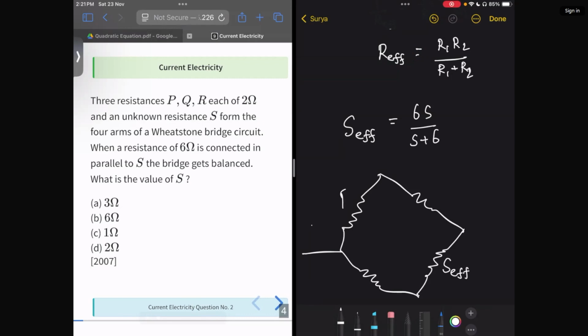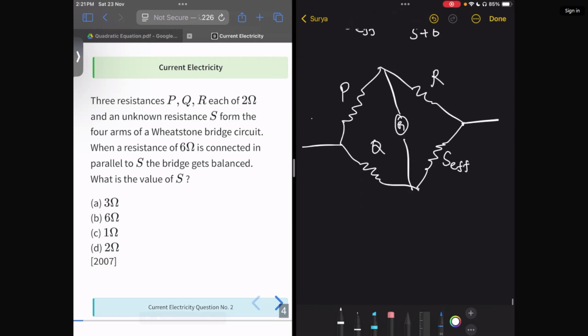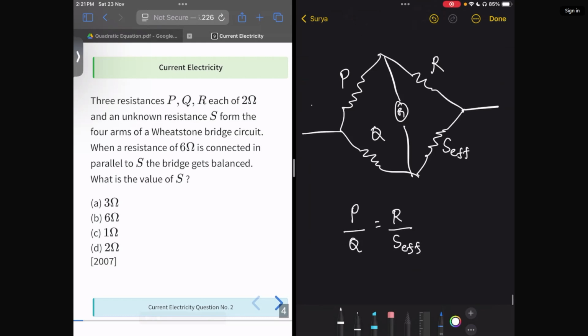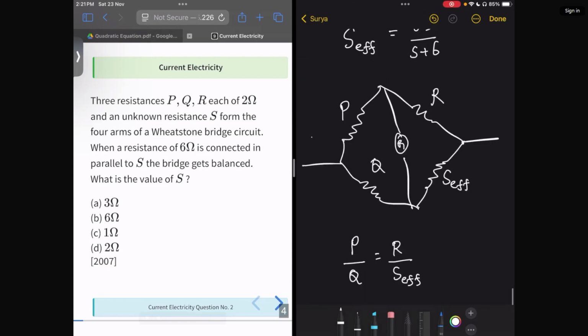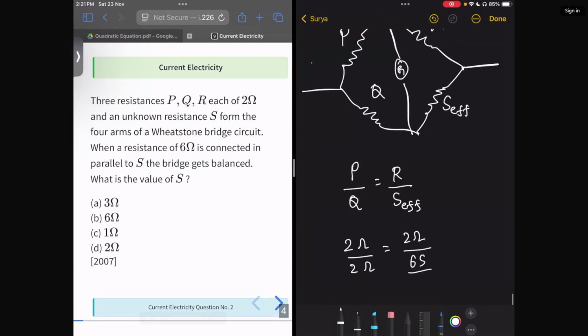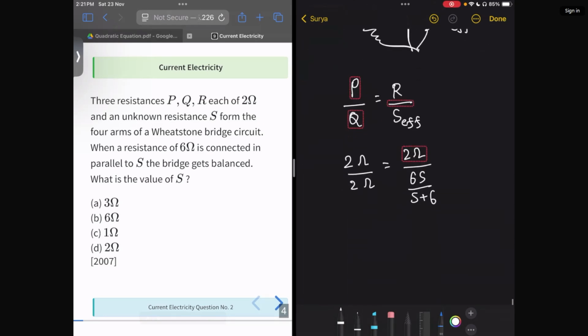Okay, this is PQR. Now it will form the Wheatstone bridge if we take S effective. So what is the formula for Wheatstone bridge? P by Q is equal to R by S effective, right? So P and Q are equal, 2 ohm divided by 2 ohm. R is 2 ohm divided by 6S divided by S plus 6, right?